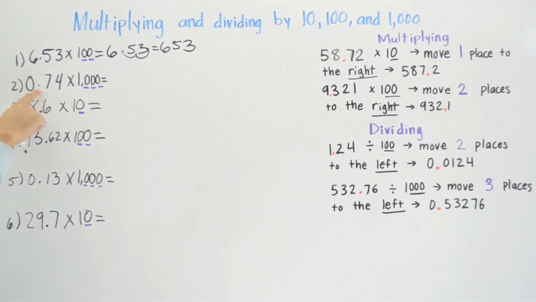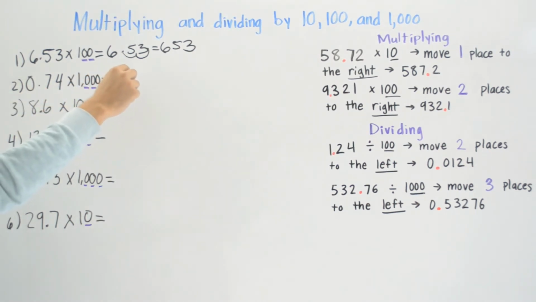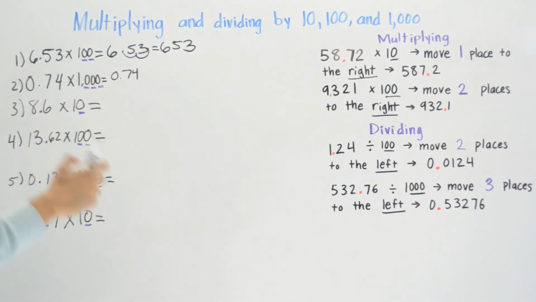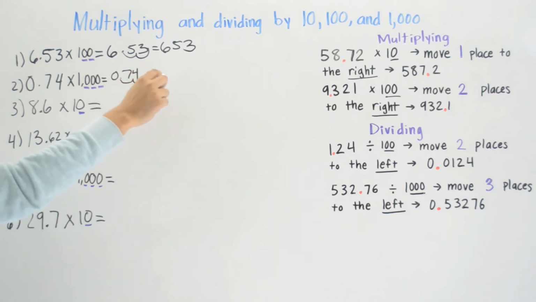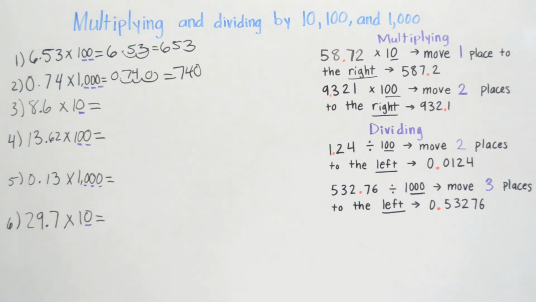Okay? And so on for the same thing. For the next one, we have 0.74. So that's 0.74. We're going to go ahead and move it 1, 2, 3 spaces. So we're going to go 1, 2, 3. So our answer is going to be 740. For a third example, we have 8.6 times 10.